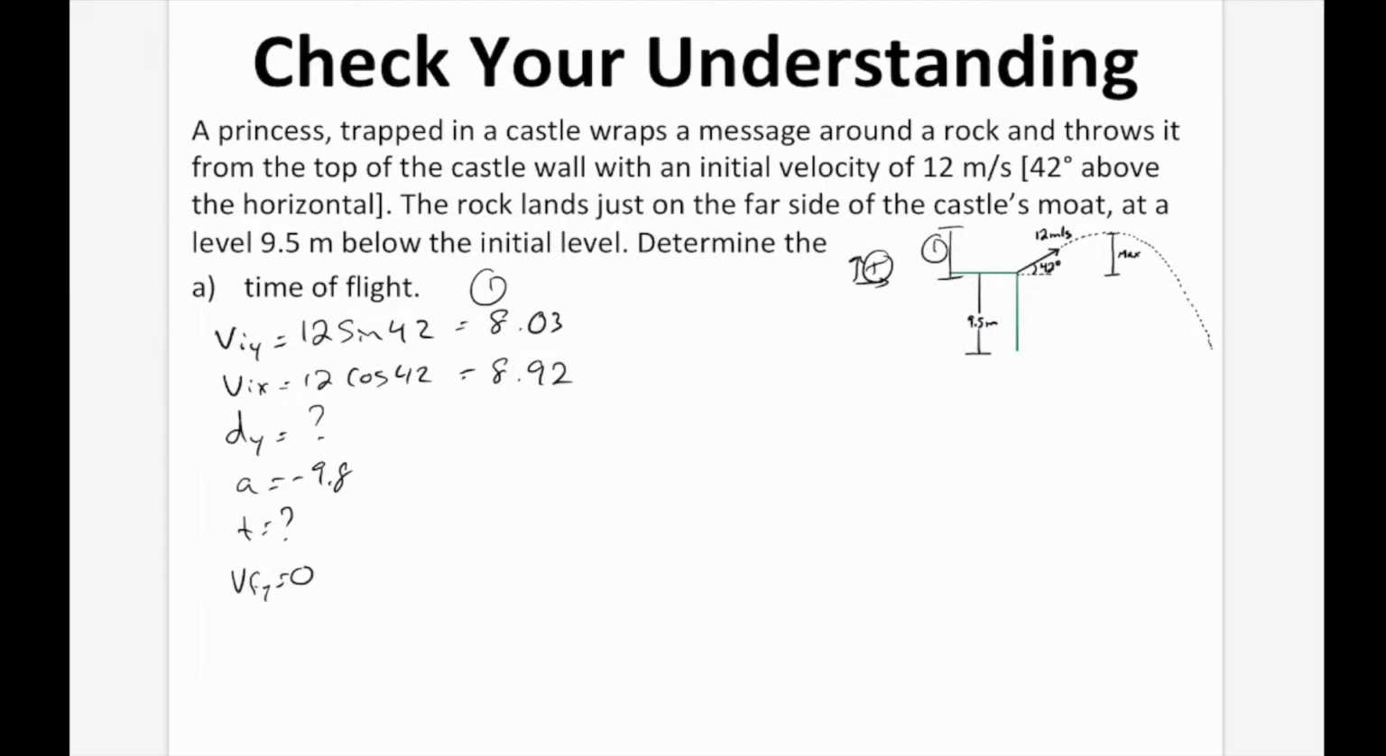So now we can use our equation A equals VF minus VI over T. We can rearrange. T is equal to VF minus VI over A. VF is 0 minus 8.03 over negative 9.8. And that gives us 0.82 seconds. So that's the time it takes to get up. So now we know from the previous question we're going to need to know max height as well. So let's work on that here.